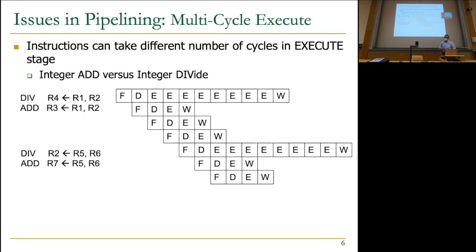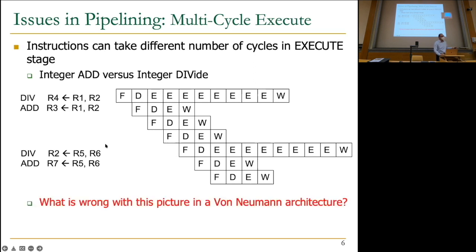Let's talk about registers. So maybe I'll ask you the question. What's wrong with this picture in a von Neumann architecture, if anything? Anybody? It has to do something with these write backs, right? Any guesses? Yes, please.